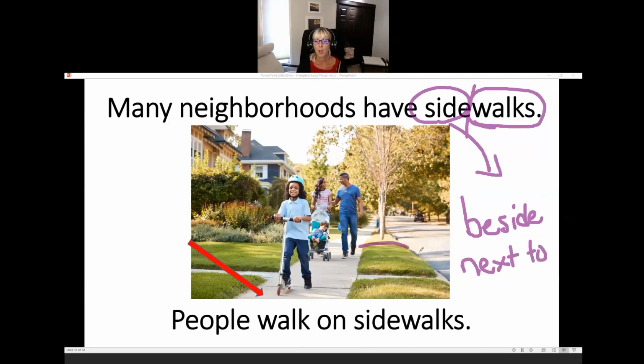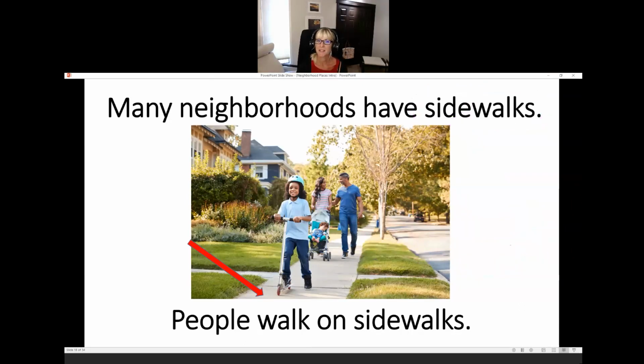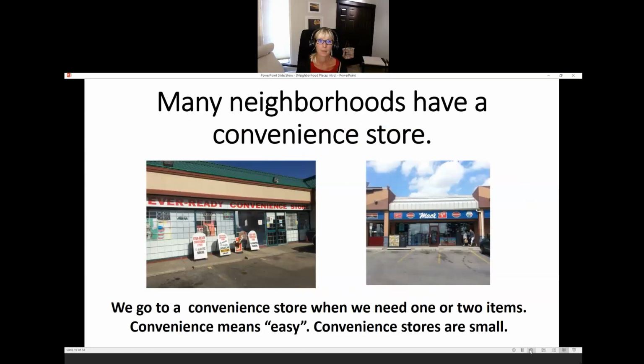The people walk next to the street. It's called a sidewalk. Many neighborhoods have sidewalks. People walk on sidewalks. Many neighborhoods have a convenience store.